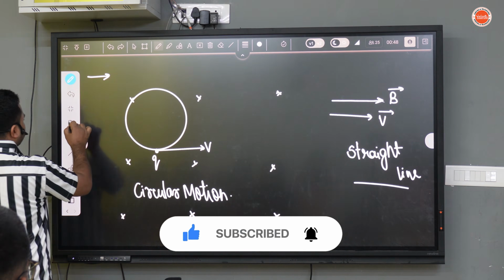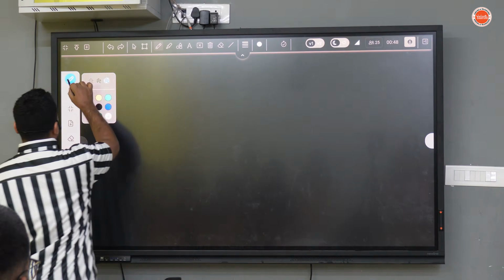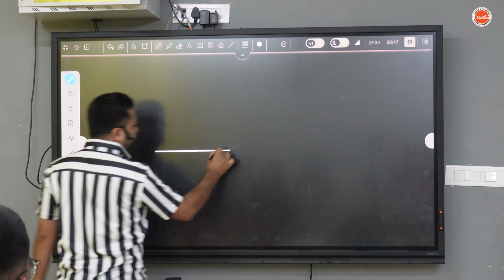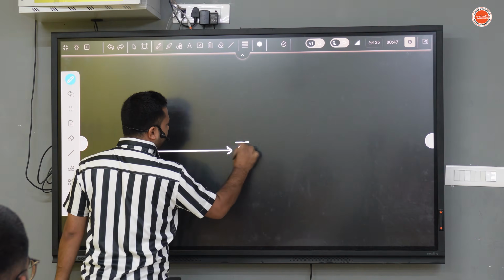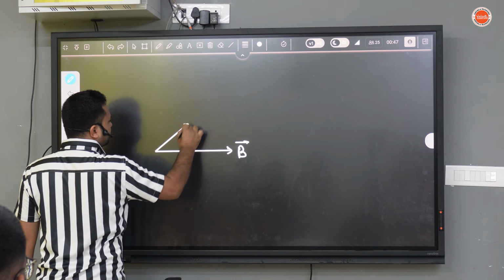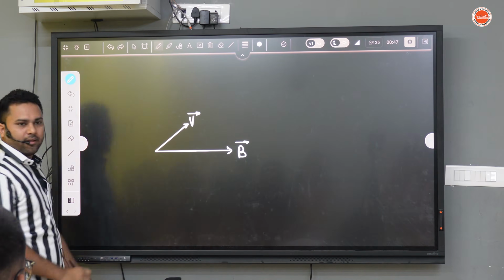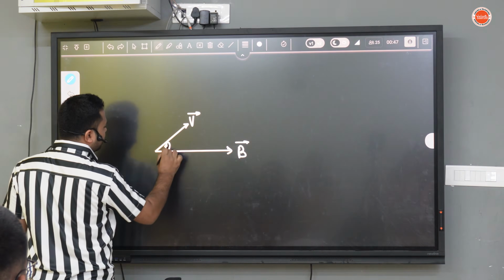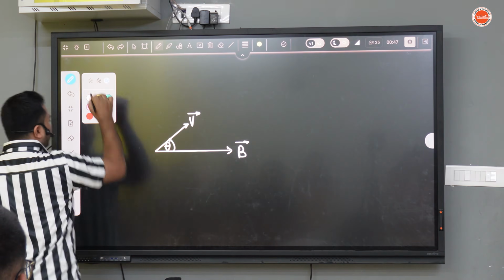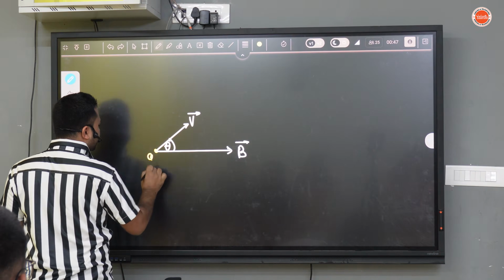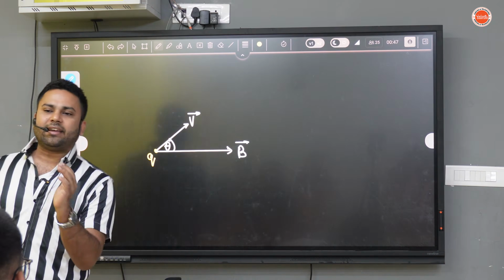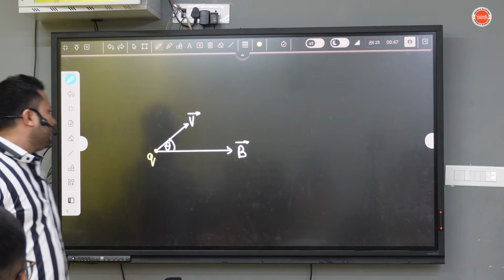But what I am saying, if I mix these two cases, like suppose magnetic field is in this direction and the charge is moving in this direction, making an angle theta with the magnetic field. Correct? You understood? What is happening? Right now, this is the charge. This is moving in this direction. And this is the direction of magnetic field. So velocity makes an angle theta with the magnetic field.